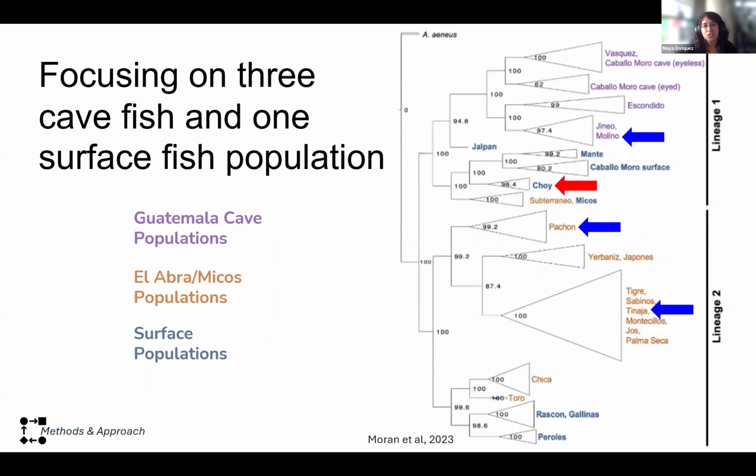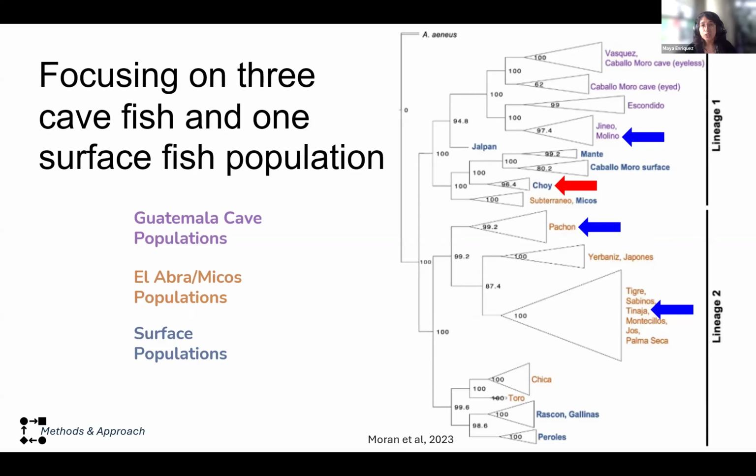For my work, I am focusing on 3 cavefish and 1 surface fish population. As you can see, they're spread across lineage 1 and 2. We have in red our surface comparison that we're going to be using. And then in blue, I have the Molino population in lineage 1, and then I have the Pachon and Tinaja populations in lineage 2.